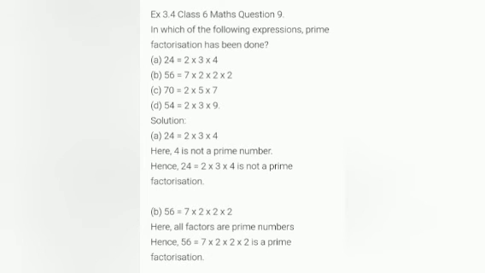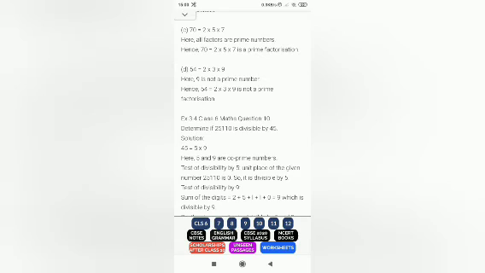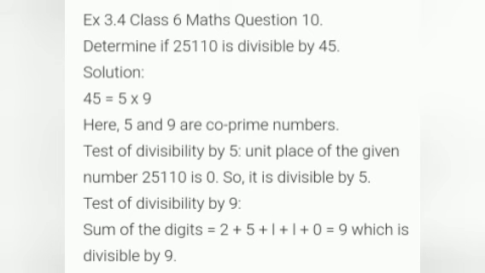In which of the following expressions has prime factorization been done? We have to see in which one prime factorization is done. Look, the first question: the factors of 24 are 2, 3, 4, but in that, 4 is not a prime number, so here it is not done. In 56, look, 7, 2, 2, 2, see, all are prime factors, so it is done. In 70, look, 2, 5, 7, all are prime factors, so it is done. And in 54, 2, 3, 9, where 9 is not a prime factor, 9 can further be divided as 3 and 3, so here in 54 it is not the prime factorization. Move to the 10th question.